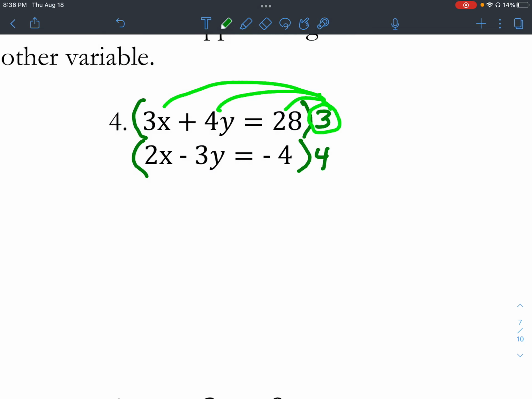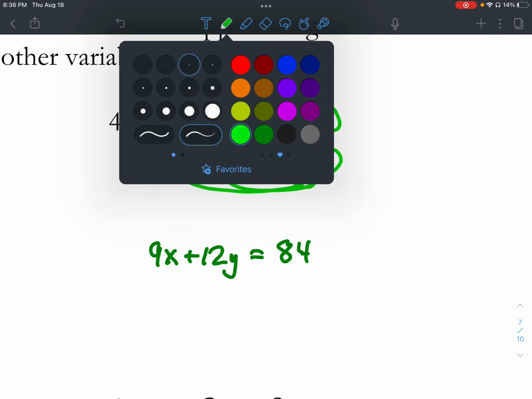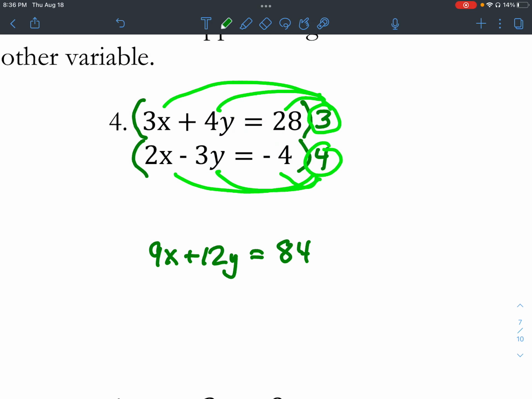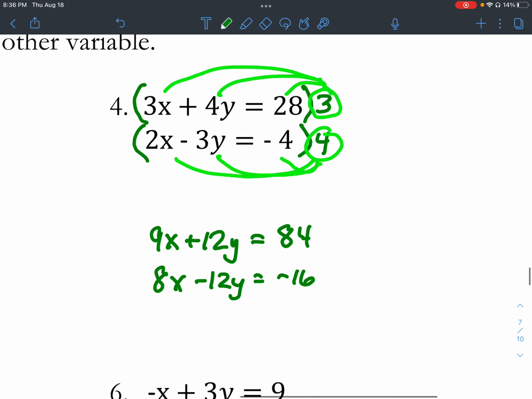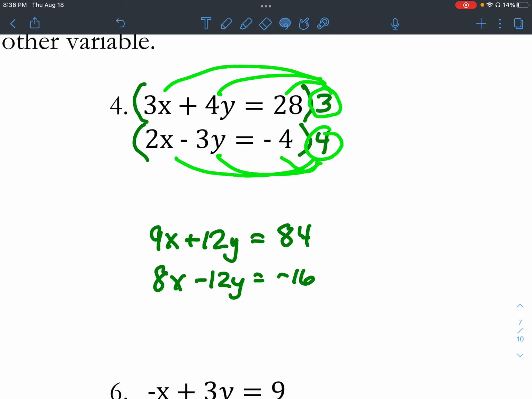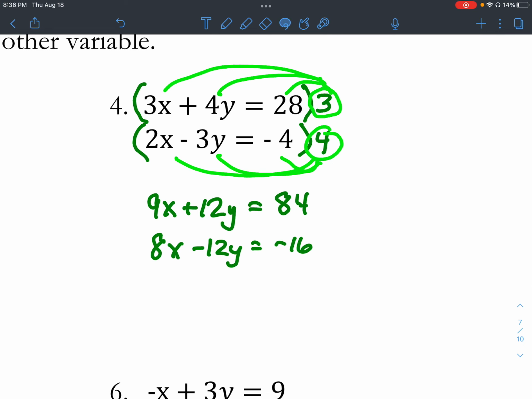I do end up with 9x plus 12y equals, that is 84. And then if we do the same thing on the bottom, I'll take that 4, distribute it through. We end up with 8x minus 12y equals negative 16. And these I can add directly. I'm just going to move them up a little bit, give myself a little room.